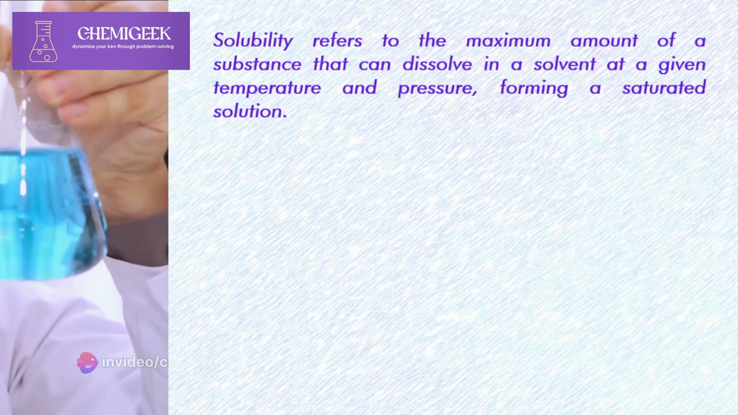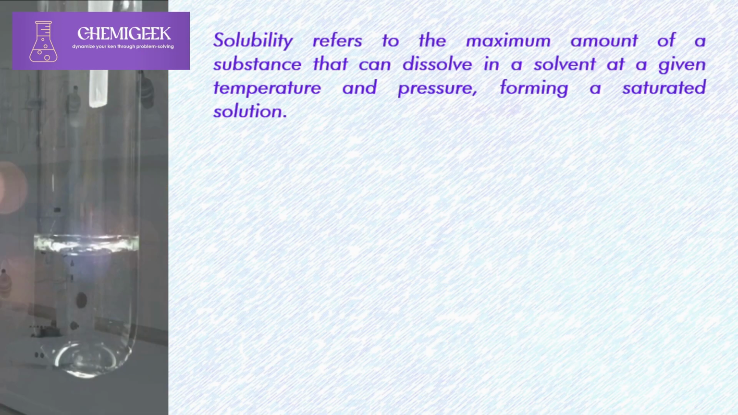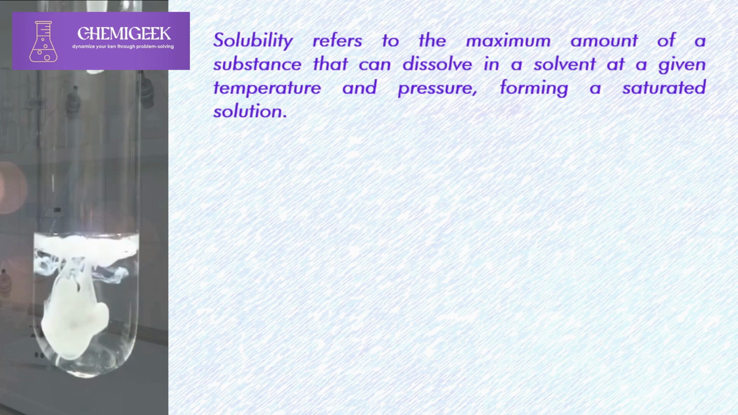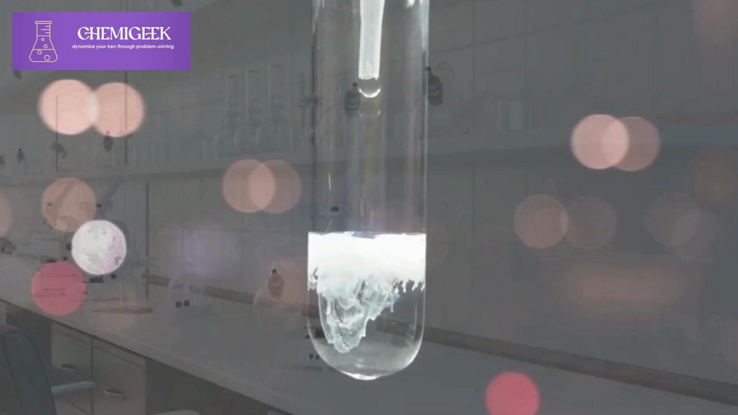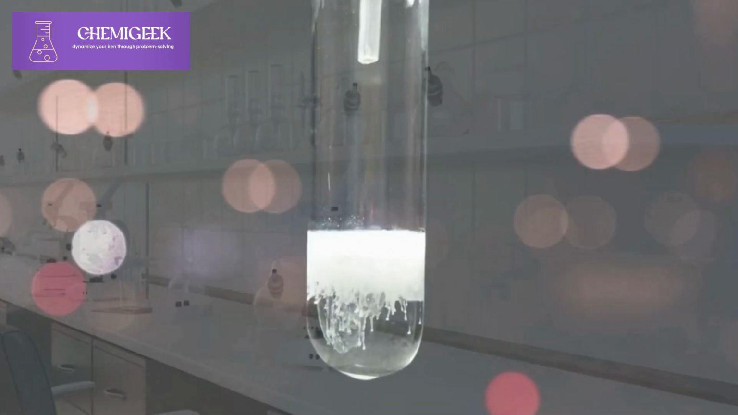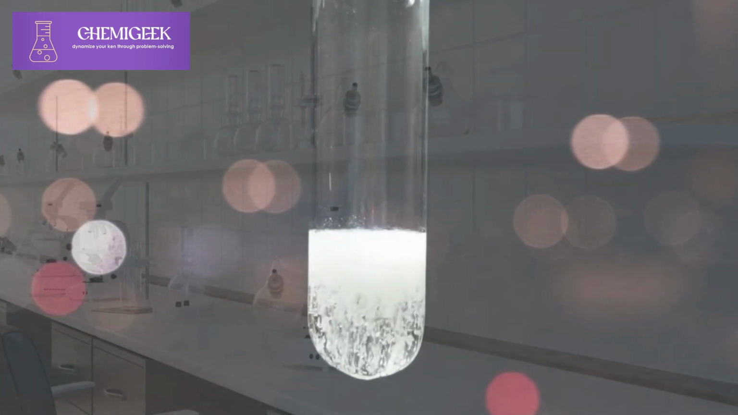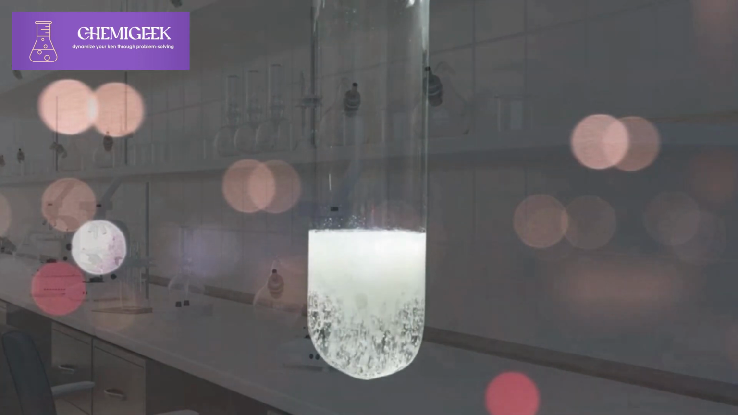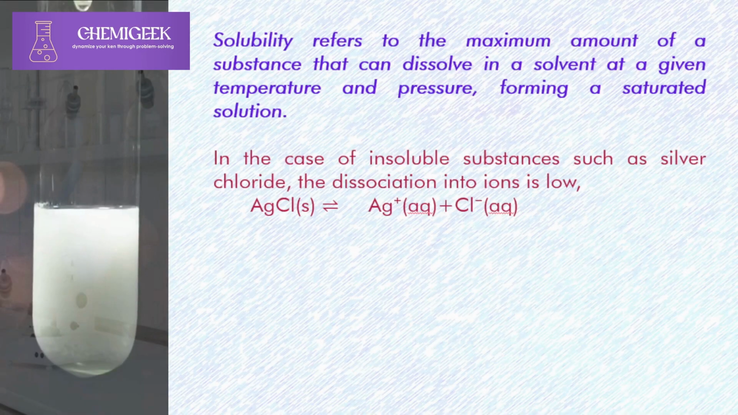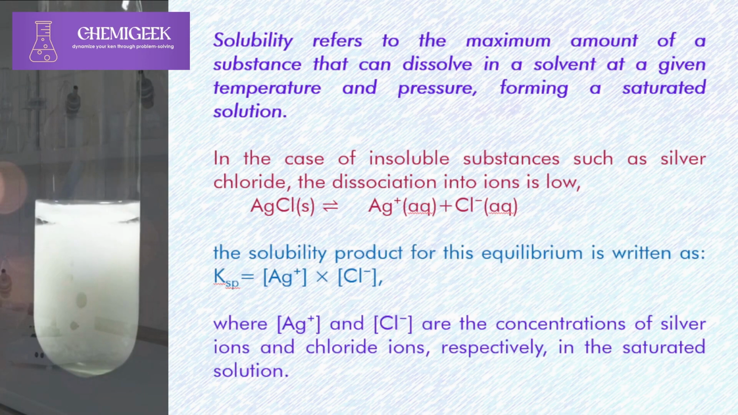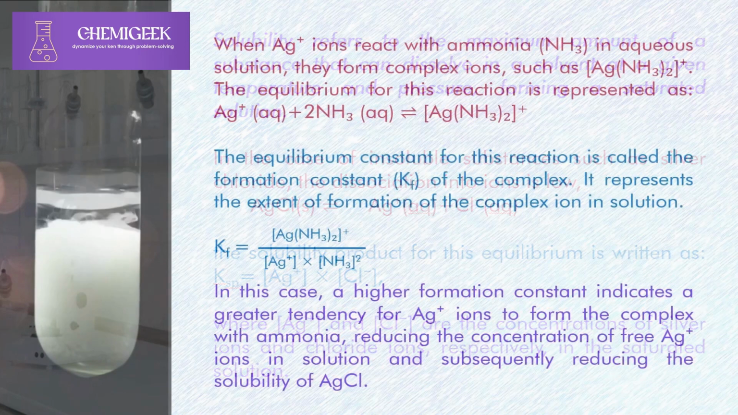In the world of chemistry, solubility is a substance's ability to dissolve in a particular solvent. It's like sugar melting in your morning coffee. But what happens when you have an insoluble substance like silver chloride or AgCl? Enter solubility product and formation constants. Picture AgCl in a solution. It breaks down into silver ions or Ag+, and chloride ions or Cl-. The solubility product, denoted as Ksp, is the product of the concentrations of these ions.